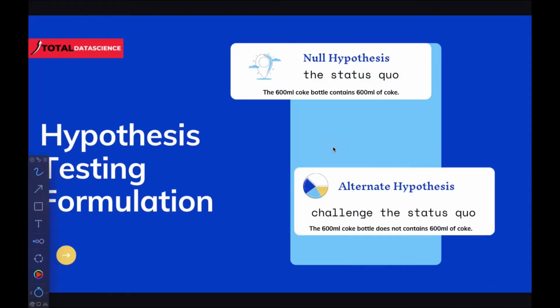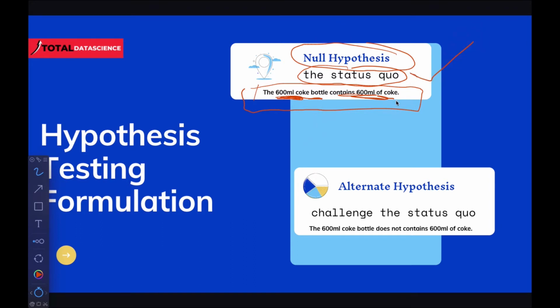All right, as I said, we have a status quo that the 600 ml Coke bottle actually contains 600 ml of Coke. That's the belief that we all have that is true. So that becomes what is referred to as the null hypothesis. What we already believe in is what we refer to as the null hypothesis.